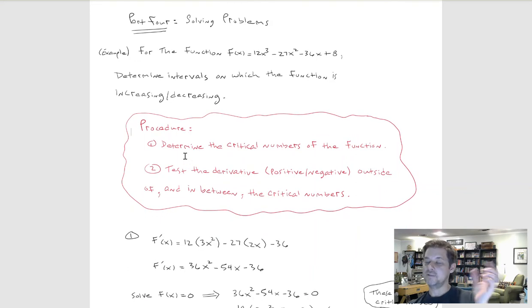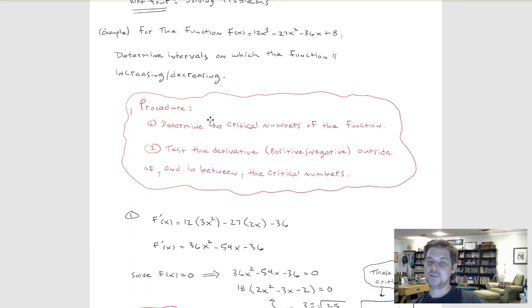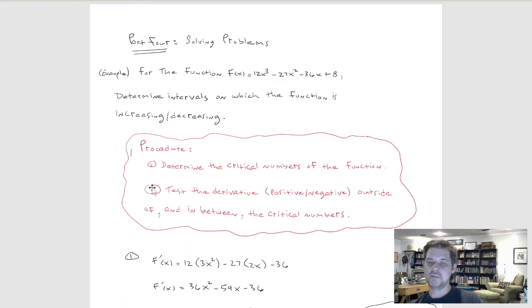Now, the procedure for determining that, we'll look at this without the graph. I want to do this analytically. I want to do it just with numbers. The procedure is first determine what the critical numbers are, and second, test the derivative to see if it's positive or negative outside of and in between the critical numbers. That's the procedure for taking a function or a curve's equation and figuring out where it's rising or falling. Okay, so let's try that out. With this function, I want to use this procedure to determine where it's increasing or decreasing.